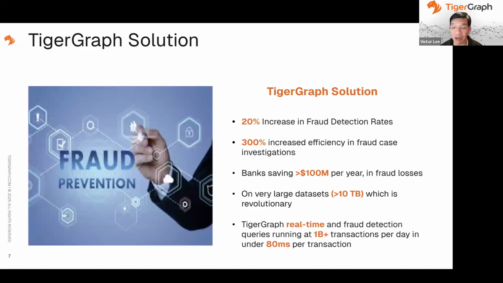And that's on very large data sets, because while there are banks of all different sizes, the largest ones are handling tens of millions, 100 million accounts with billions of dollars in transactions. That's obviously a lot of data to be handling. And we do that in real time, in one case I'll talk about, with analytics in under 80 milliseconds.